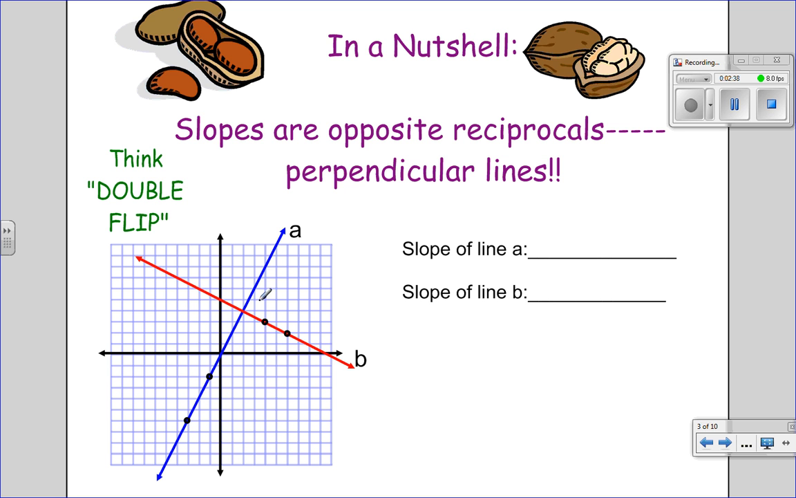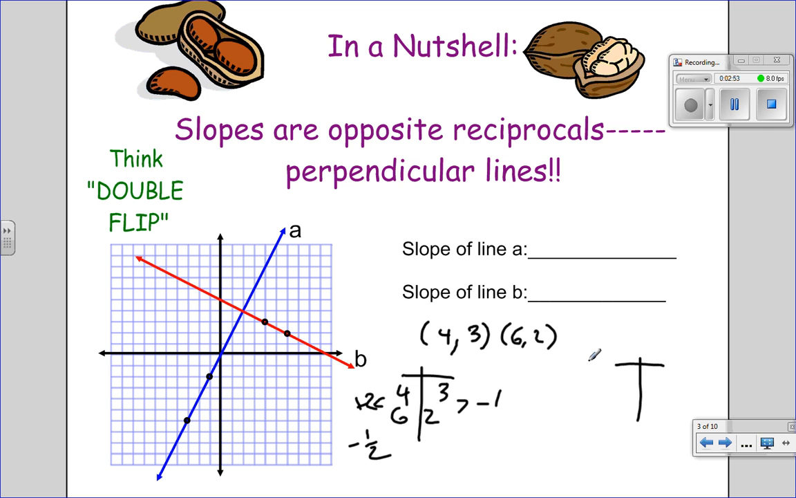So if you look at your points, they are (4, 3) and (6, 2). Find the slope. Down 1, up 2, so -1/2. And the other one would be (-1, -2) and (-3, -6). So it's going to be down 4, down 2, which gives you -4 over -2, which equals +2. So -1/2 and 2. If you flip 1/2, you get 2. One's negative, one's positive, so these would be perpendicular.